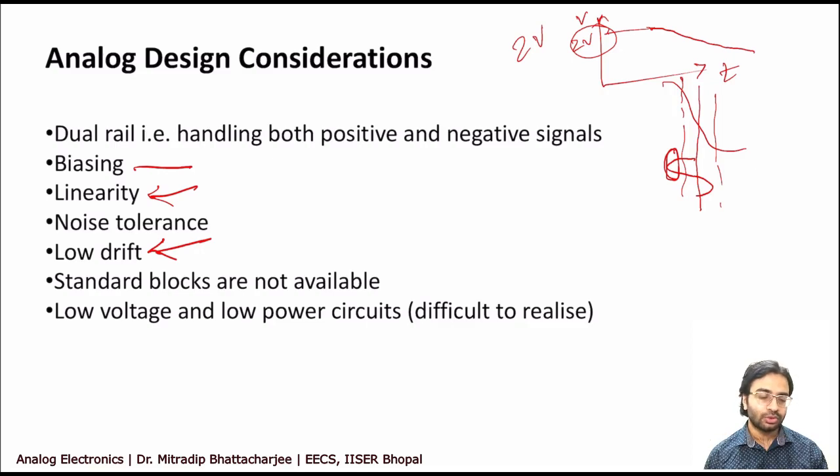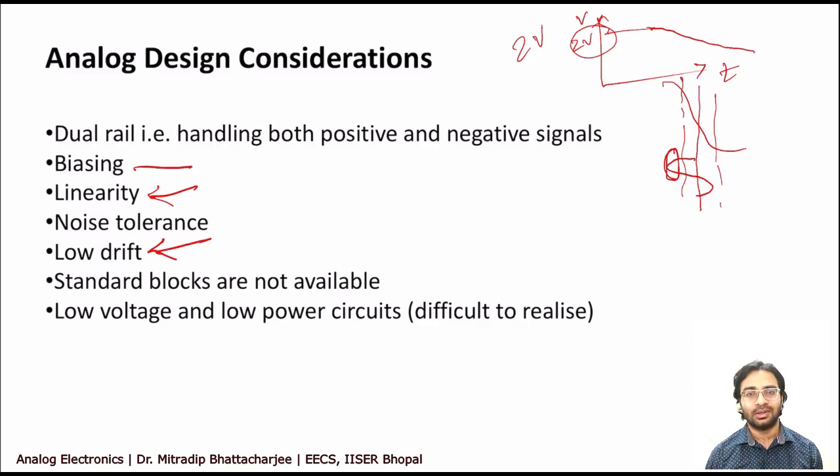Then there are no standard blocks available. I have already said that for each system you have to design your circuit from the beginning. So there is no standard block that you can bring in and directly couple to make another circuit. It's possible in digital. So digital people may provide you, say, a special multiplexer or adder, and you can bring them and make another circuit for a certain application. But in analog it is not possible.